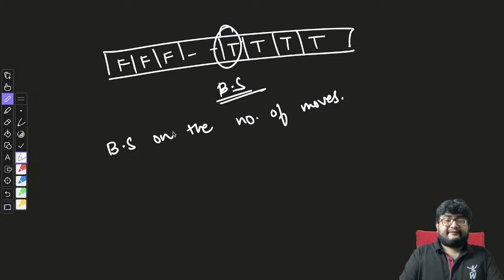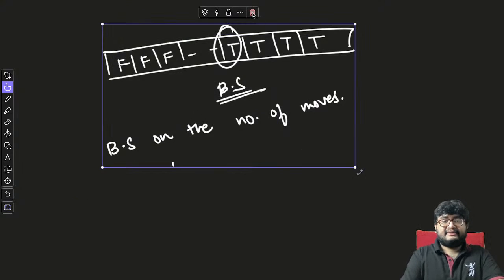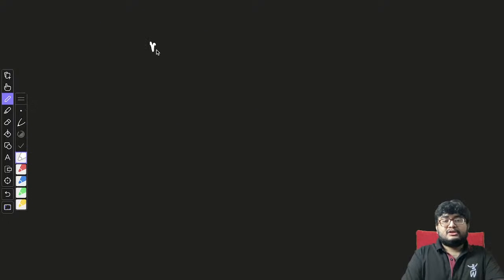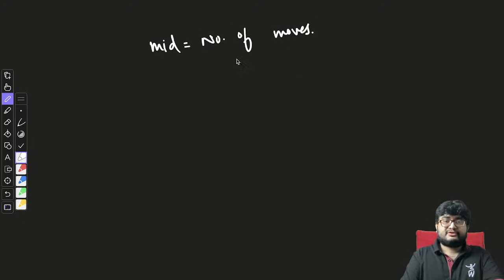Now once we fix, how do we do the binary search? We'll fix the mid. So mid will be the number of moves. We are doing the binary search on the number of moves. So mid will be the number of moves. So how many plus 1 move will be there? It will be mid plus 1 by 2.